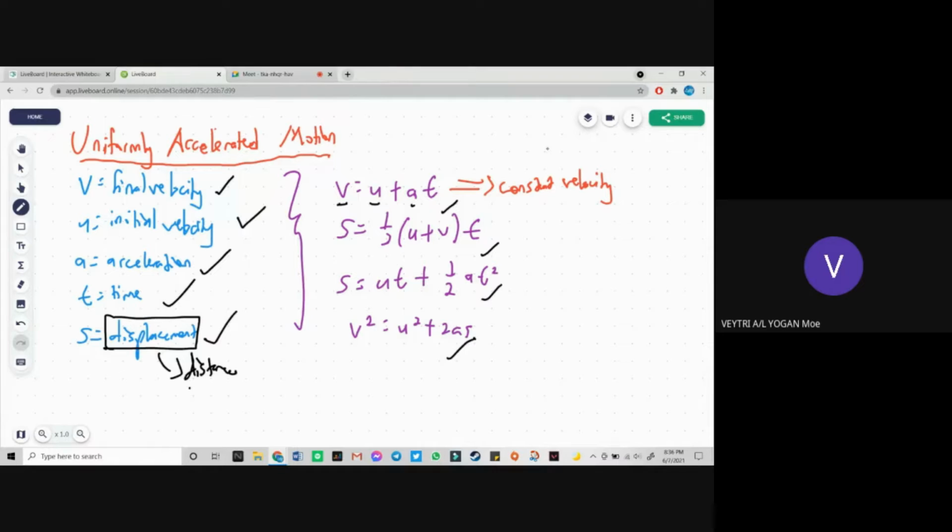The moment you use S as a distance, you should calculate it in scalar quantity. No more calculating in vector quantity. Kenapa? Distance adalah scalar quantity. Okay, these are the symbols that you guys need to know.